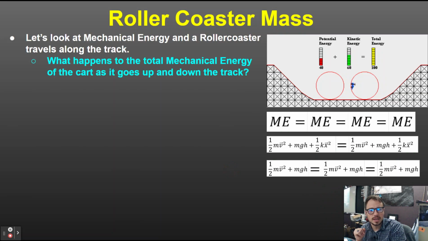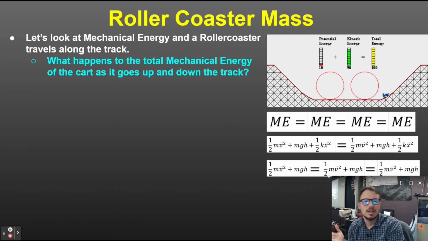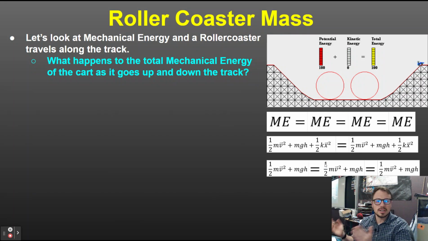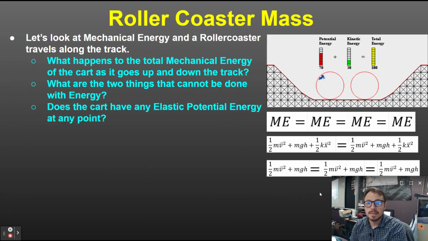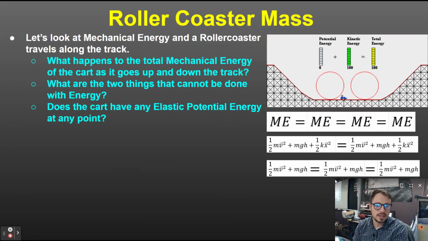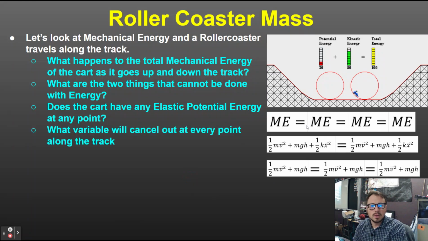So let's take a look at a roller coaster and mass, right? We know that the mechanical energy goes from kinetic or gravitational potential energy to kinetic, kinetic to gravitational as it goes up and down the track. We know we cannot create or destroy energy. Now, we don't have any elastic potential energy on this one, right? No spring, no compressions. What I want you to see is that the mechanical energy at every single point along this track is going to be the same.